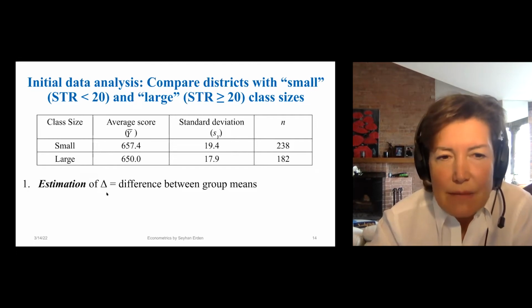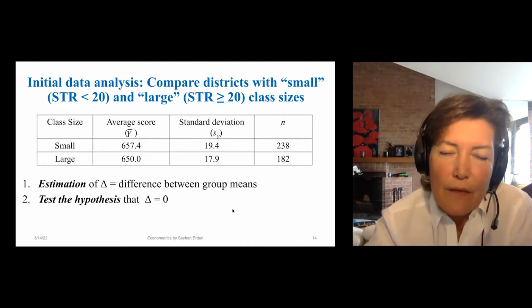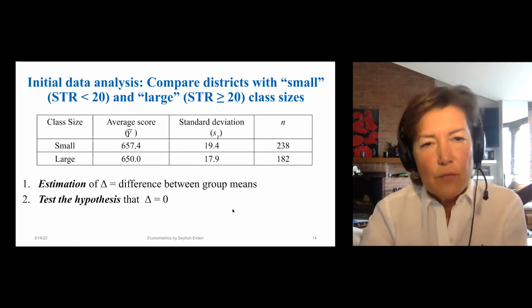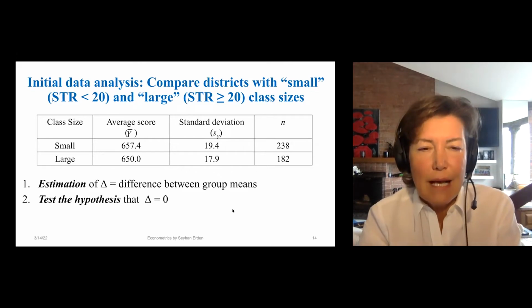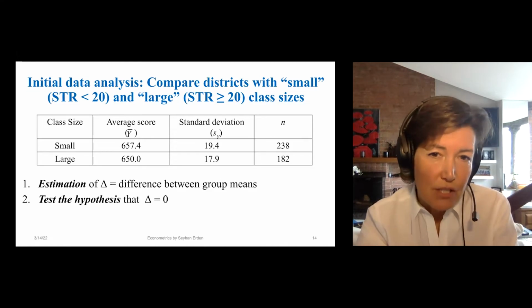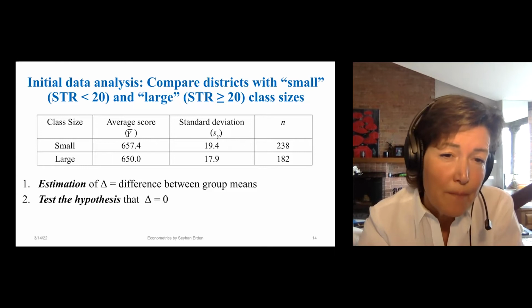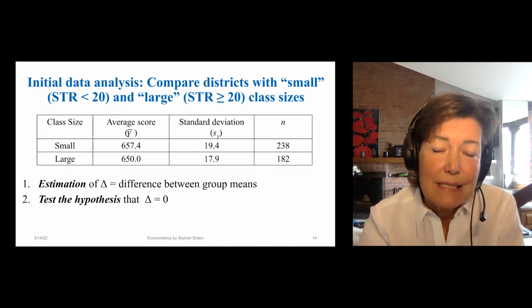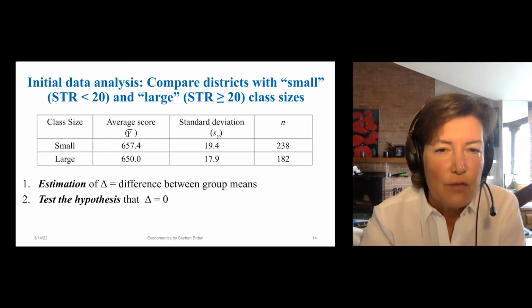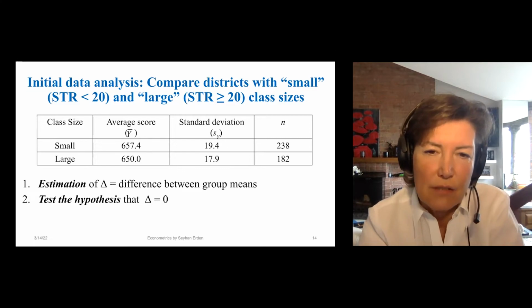So that's the estimation part. Now we're going to have to test. Is that 7.4 actually coming from a population? This is a sample. California is a sample coming from a population that has a significant effect of student-teacher ratio on test score.